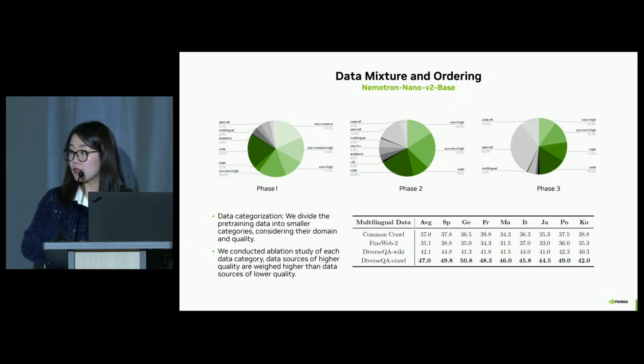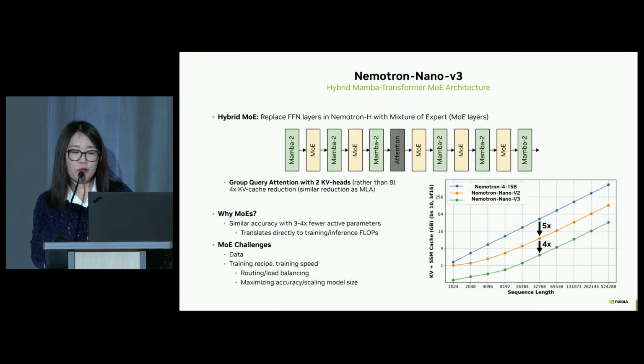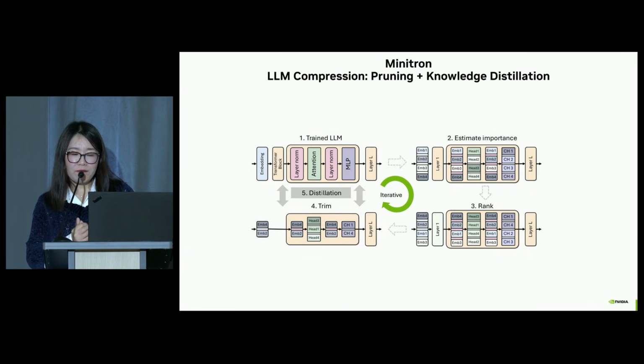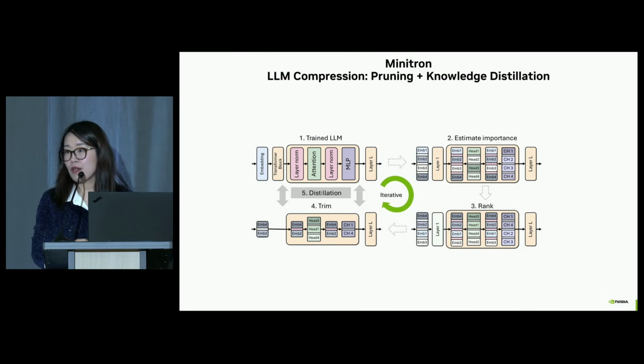Hi, can I ask how you evaluate the importance of different embeddings for the last phase, the pruning and the distillation? Yeah, that's a good question. Actually, I cannot give you a direct answer because I'm not doing the model compression. So I suggest you go to the Minitron session to know more about it. Yeah, sorry.